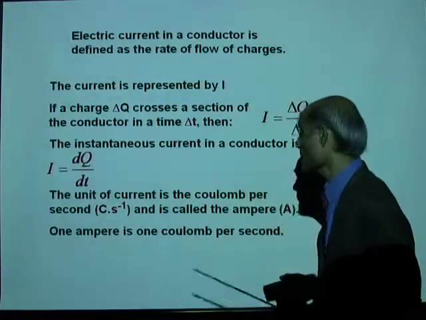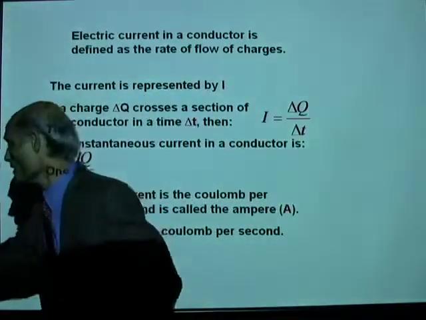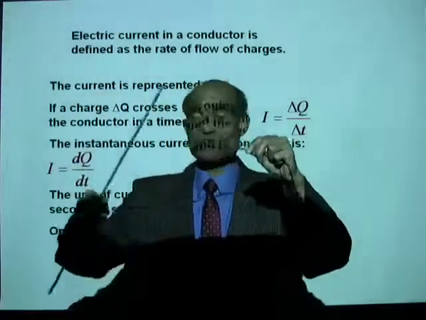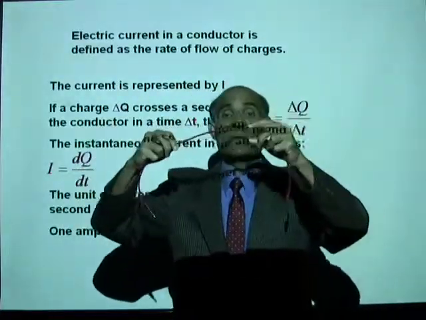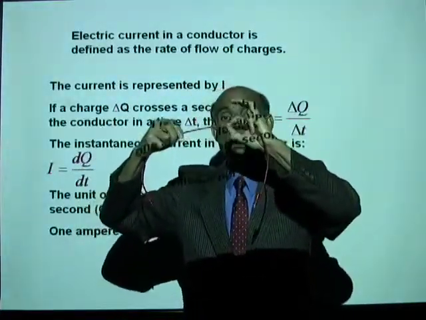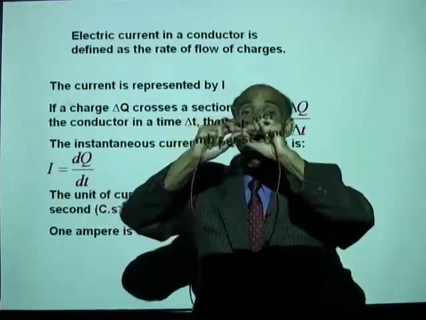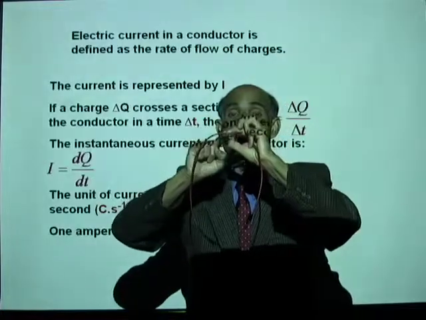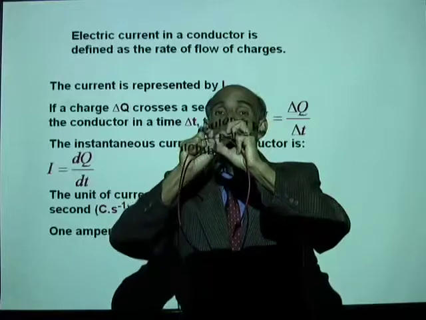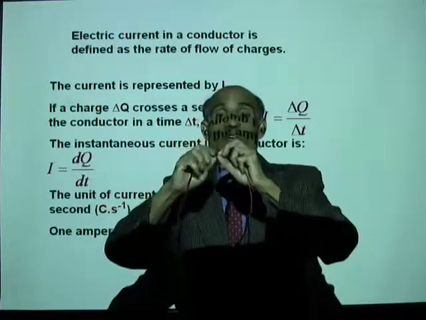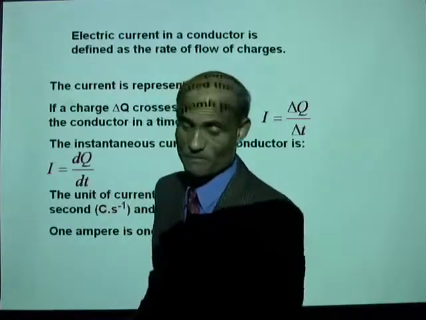1 ampere is 1 coulomb per second. So if I say there is a current of 2 ampere in this conductor, what does that mean? It means if I stand at this point of the conductor and measure the amount of charge crossing that section, there will be 2 coulombs of charge crossing every second. So 2 ampere means 2 coulombs per second.